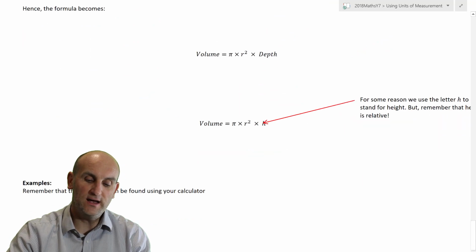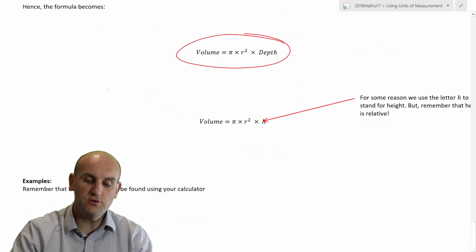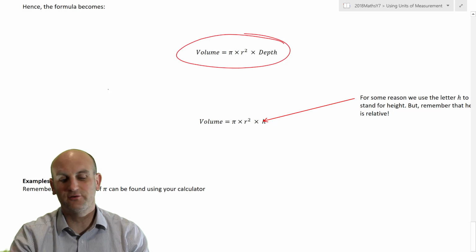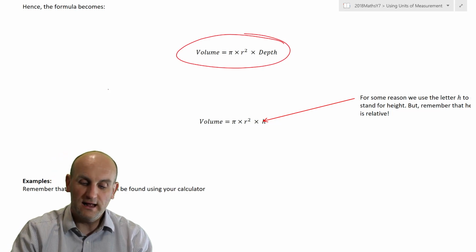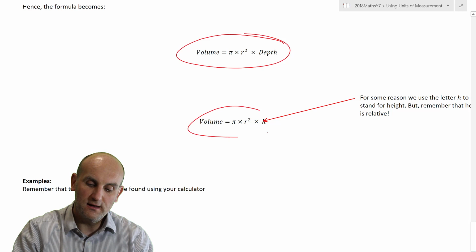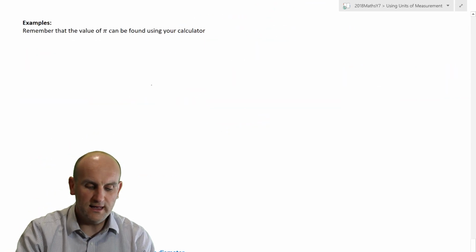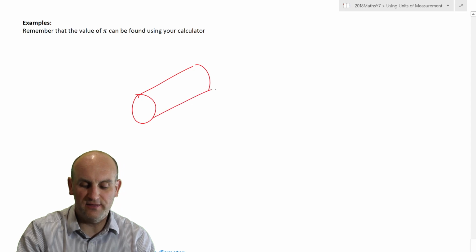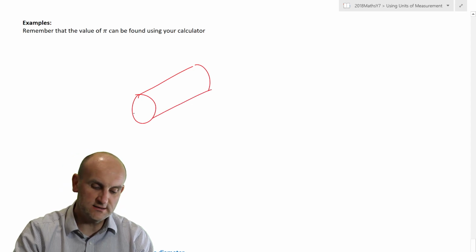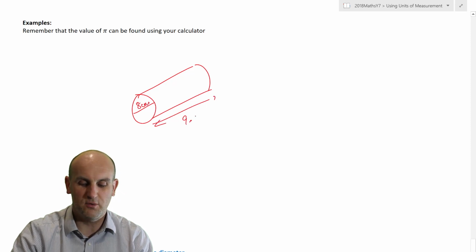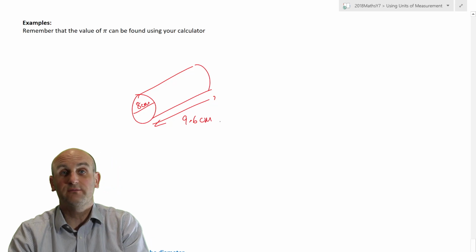Right, so as I say, always make sure that you know what the area of each of your shapes is, be it a triangle, a square, or a circle. And this, as I say here, is our final formula. Right, one more example. Let's say that we know the radius. Let's actually give this one the diameter. So the diameter is 8 centimeters, and the length back is 9.6 centimeters, because we can have decimals as well.